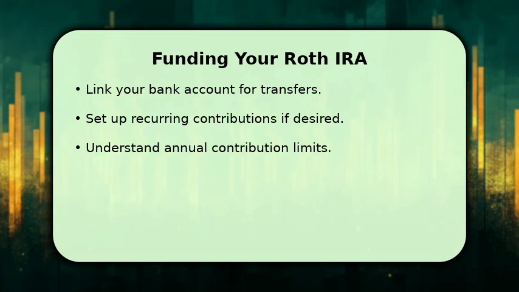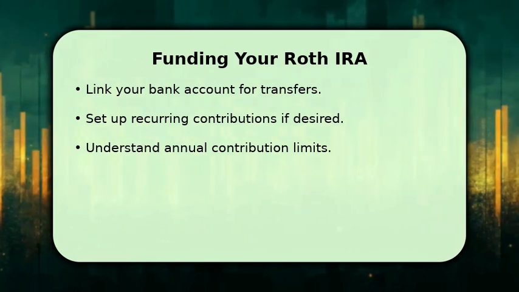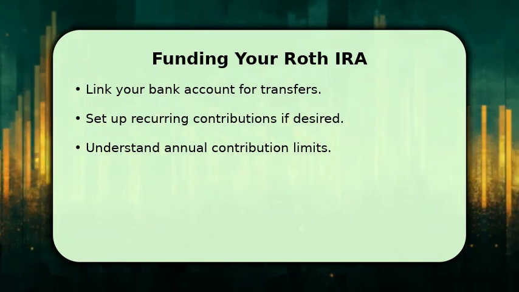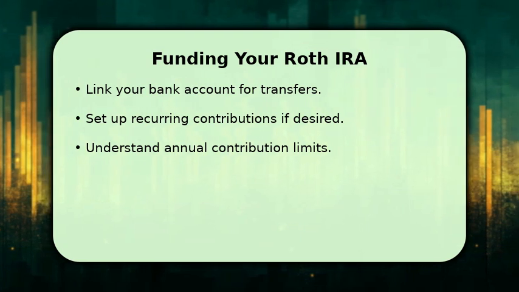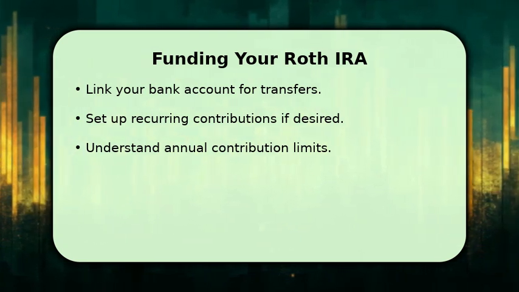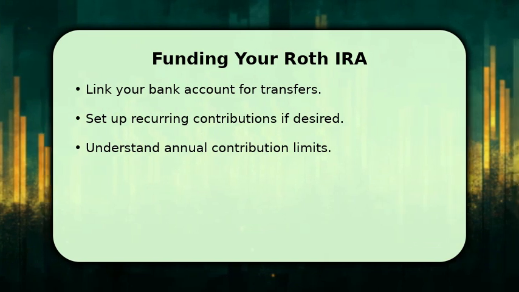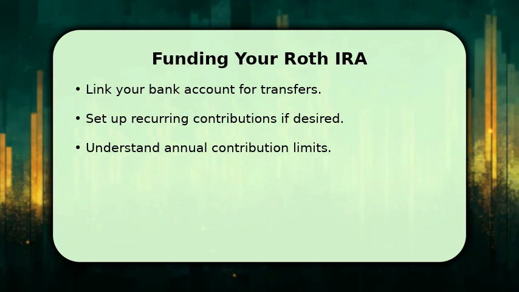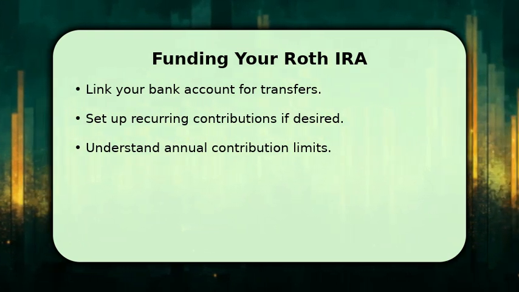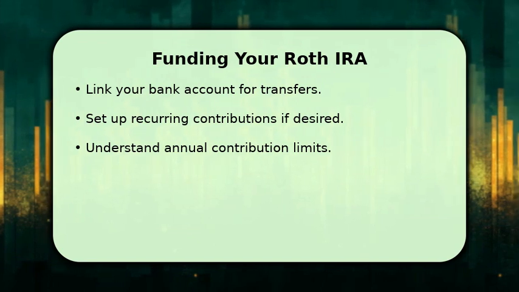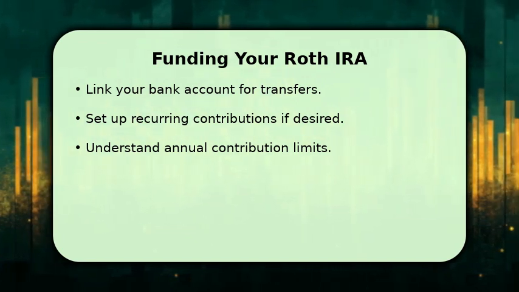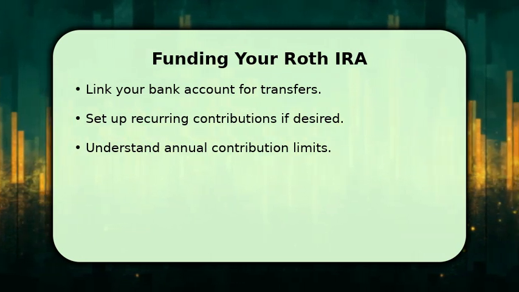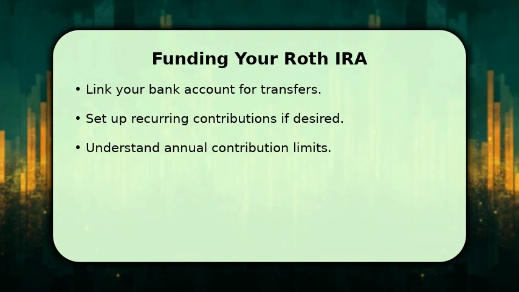You can easily link your external bank account for convenient electronic transfers. Consider setting up recurring contributions to automate your savings and stay consistent. Remember to be aware of the annual contribution limits, which are typically around $7,000 for those under age 50 and $8,000 for those age 50 and over. Funding your Roth IRA regularly helps maximize its long-term growth potential.